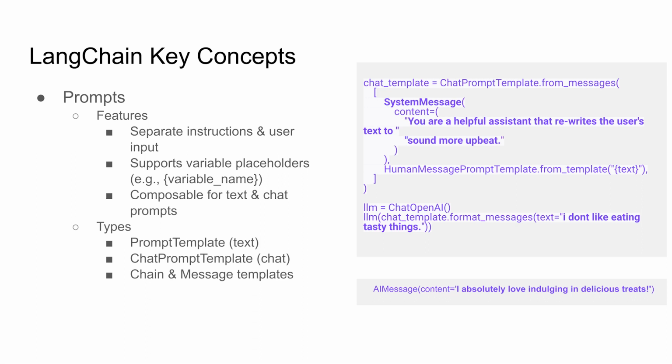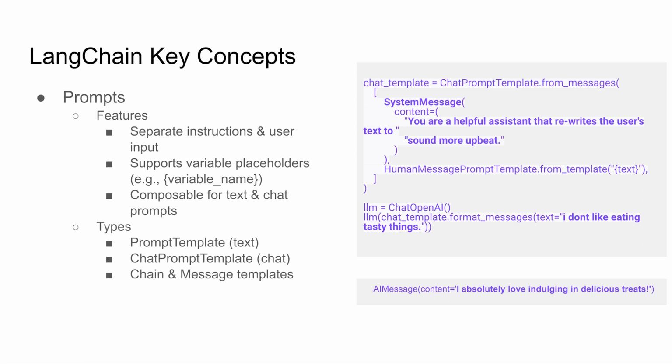So the response, if we look on the bottom, is I absolutely love indulging in delicious treats. Now, this is a simple example, but you can use this very, very powerfully. You can define multiple templates. You can reuse them. And these are things that you'll probably use every day. But the thing I really want to highlight, while there is some Python code inside of here, to change the function of this application, you just have to change your system message, right? So really, really fun.